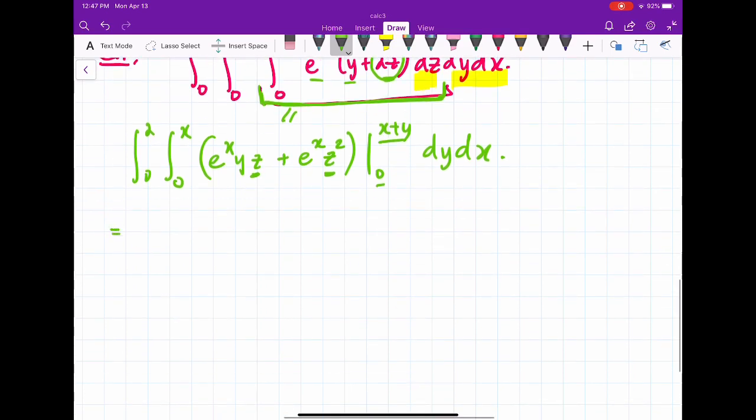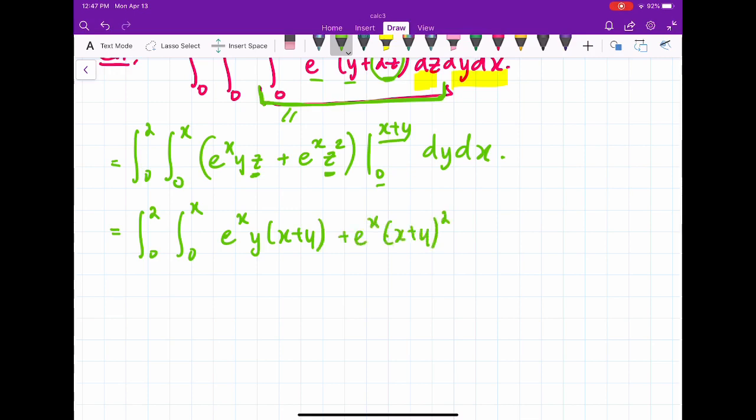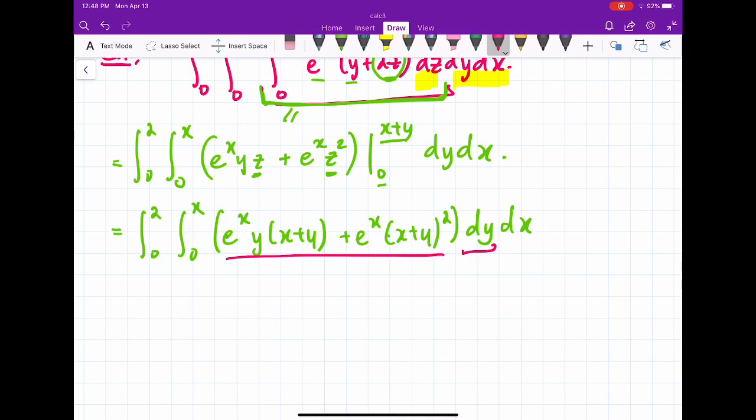You get the following one: integral 0 to 2, 0 to x, e^(xy) (x plus y) plus e^x (x plus y) squared. The function equal to 0 at 0. So now you have dy dx. That is already an iterated integral, right? Double integral. And you are free to find this. Makes sense? And now you integrate with respect to y.